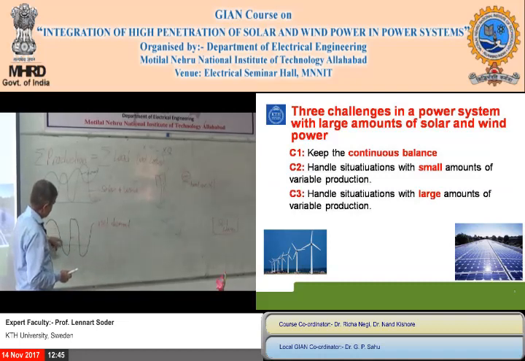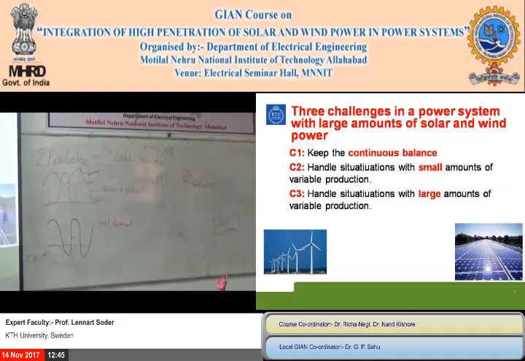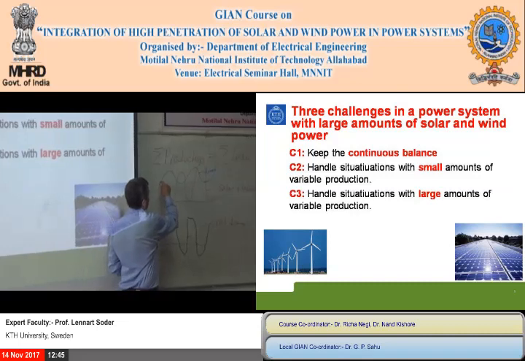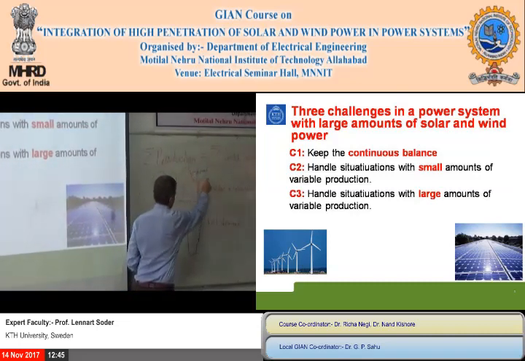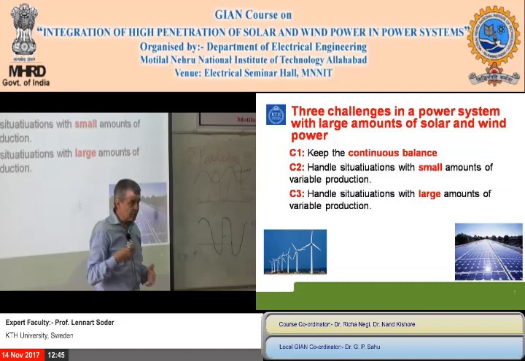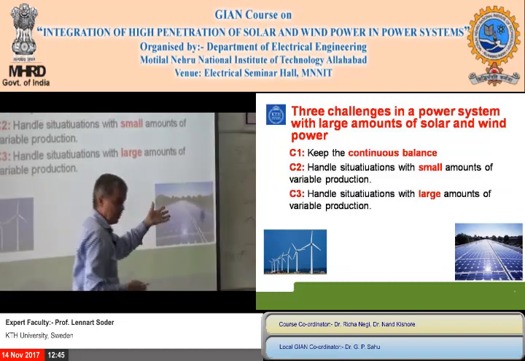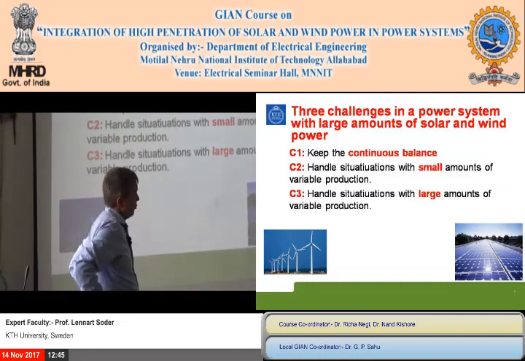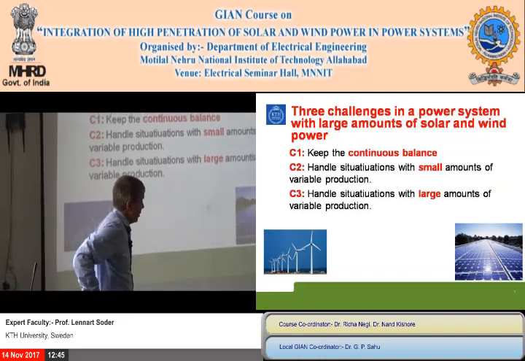Here you get ramps. So the three challenges here: keep the continuous balance. Instead of having this one, which is smooth, you will get faster ramps and longer amplitudes. Here you see that you go from this level. Here you will see the control, so you need faster control. Now I have a rather extreme case here, but I will come back to that, and I will show you more realistic figures than this one that I just drew by hand.